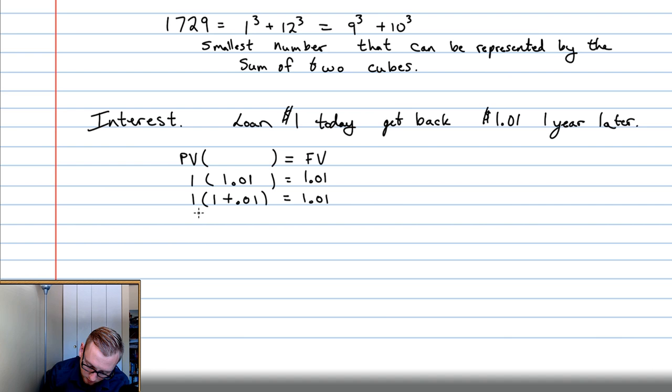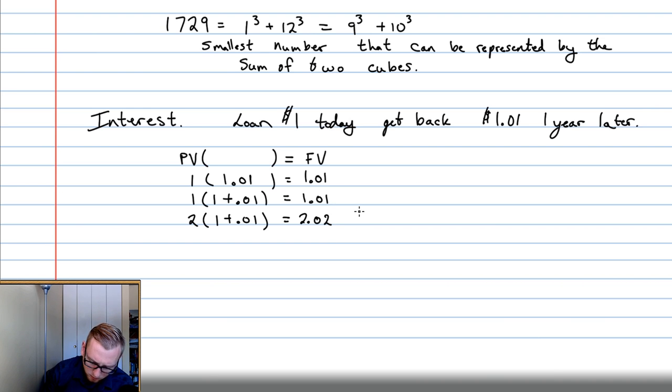What about if instead of $1, we loaned $2? How will that change our present value and our future value? Because the inside doesn't have anything to do with present value or future value. So this would stay the same. So let's do $2 times 1 plus 0.01. Well, that'll give us 2.02. Right? Okay, that's not bad at all. Now, well, that's 1 year.